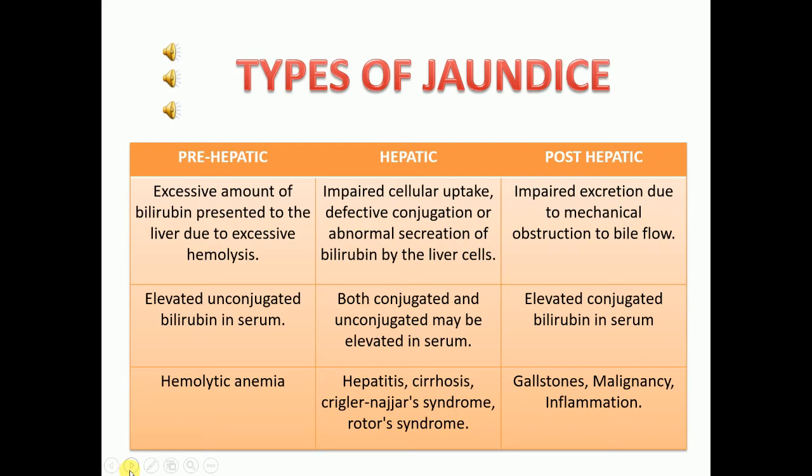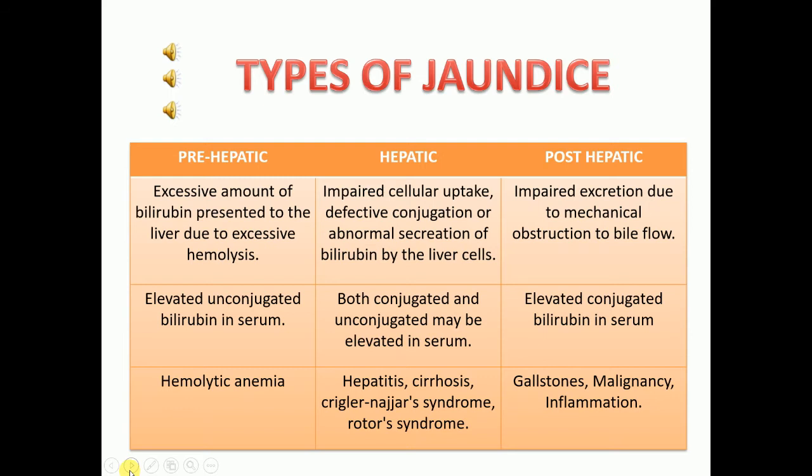Prehepatic jaundice is basically when there is an excessive amount of bilirubin presented to the liver due to excessive hemolysis. In prehepatic jaundice, unconjugated bilirubin is elevated, and mostly hemolytic anemia occurs in prehepatic jaundice.